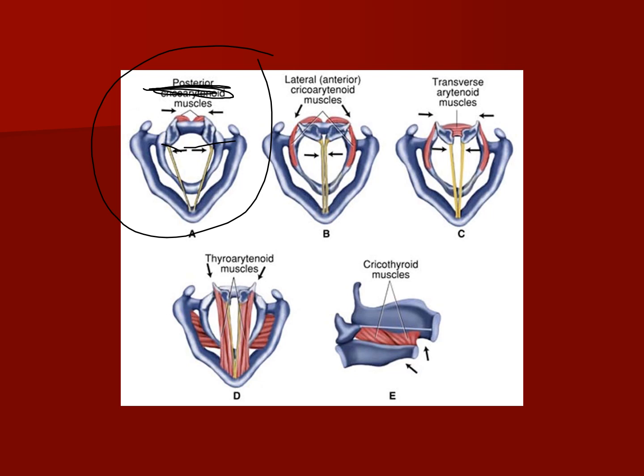Over here, the transverse arytenoid makes the vocal cords tighter, so you can do more high-pitched stuff. Down here, the thyroarytenoid muscle will loosen the vocal cords, so you can do more deep tone, Darth Vader type noises, right? And the cricothyroid muscles over here will get you an even lower tone of voice overall.